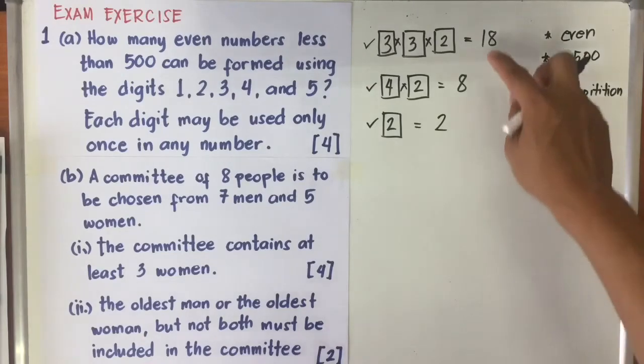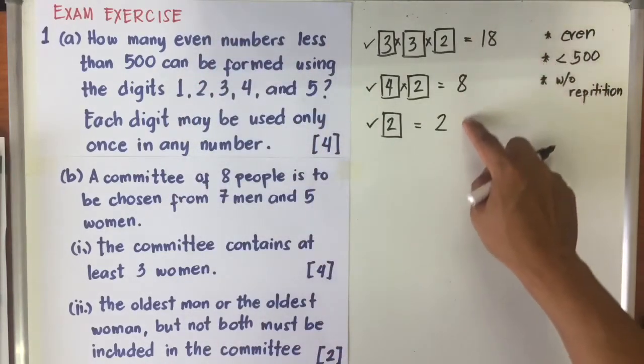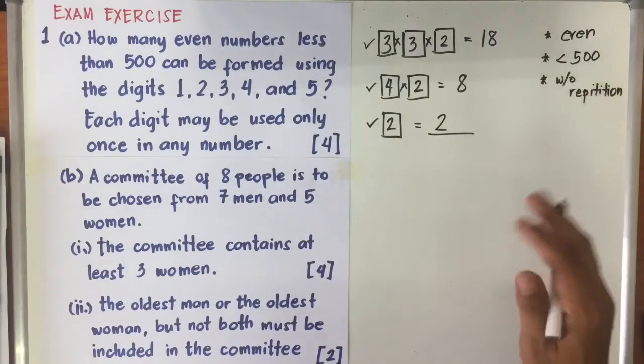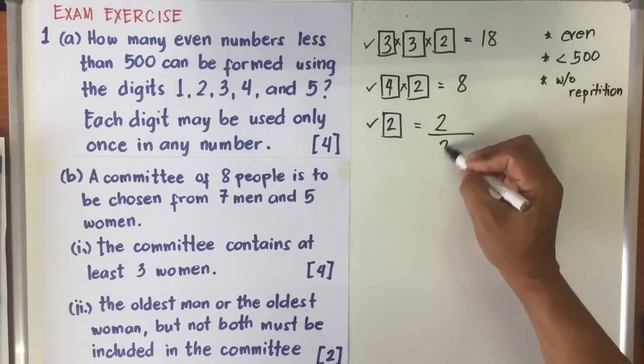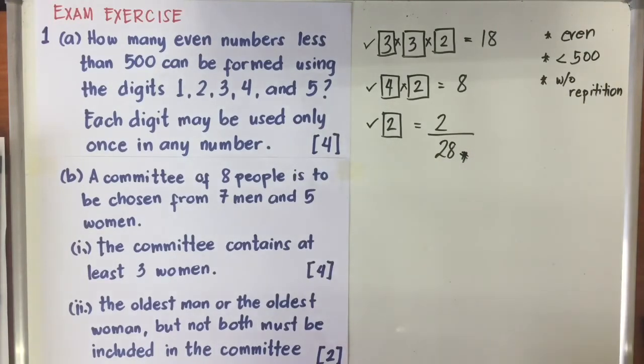If you are going to answer letter A, you will just basically add all of this. Why? Because I'm just going to get how many numbers. So in total, it will become 28 numbers that are less than 500, even, and I'm not repeating any number.